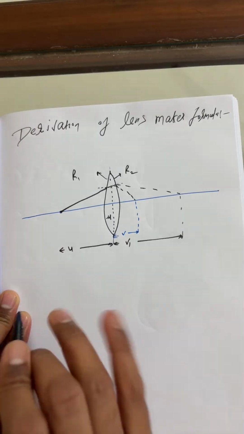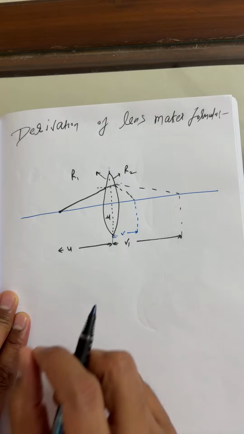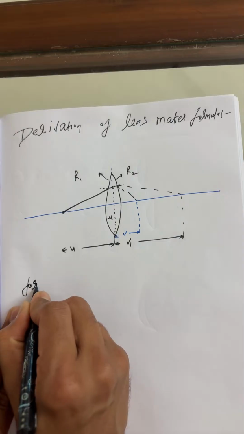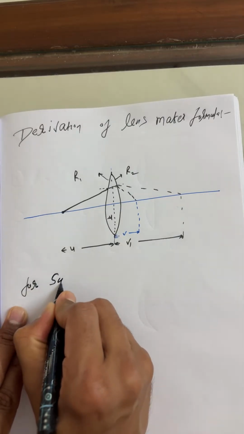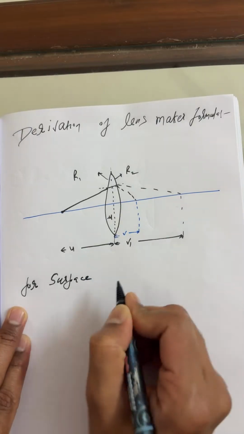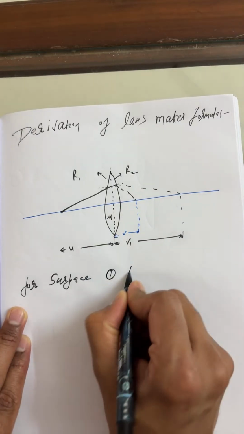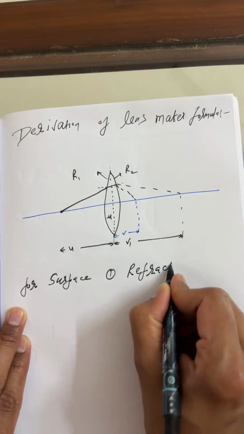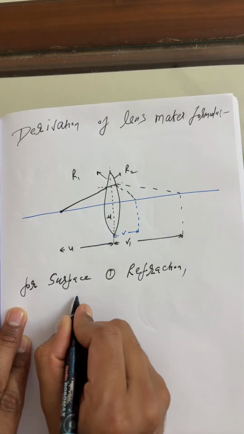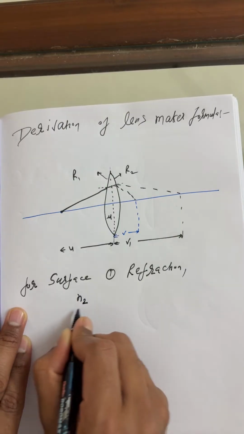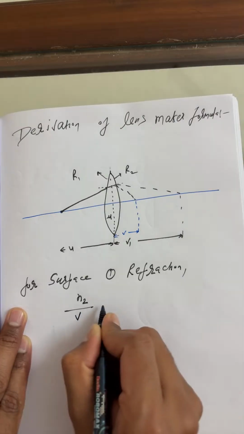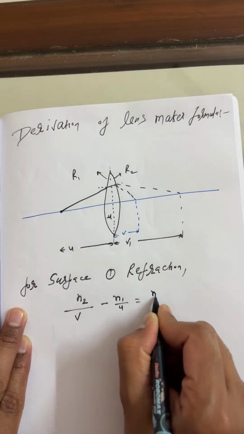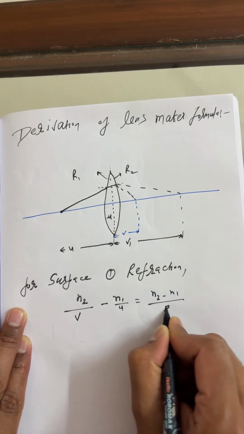So for refraction, students, I'm telling you the formula of refraction at a spherical surface. So for surface 1, I'm going to apply refraction at a spherical surface. So what's the formula here? I hope all of you remember. Otherwise, I'm telling you: N2 by V minus N1 by U is equal to (N2 minus N1) upon R.